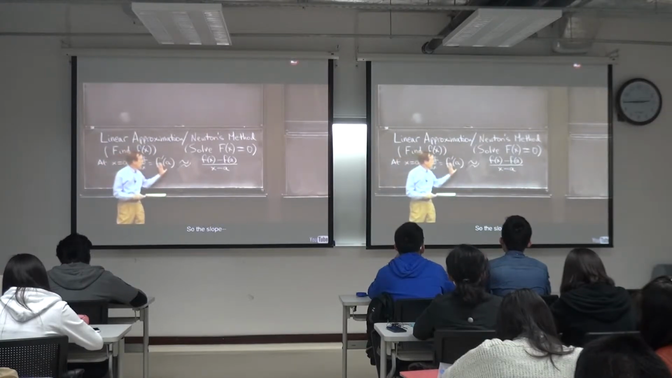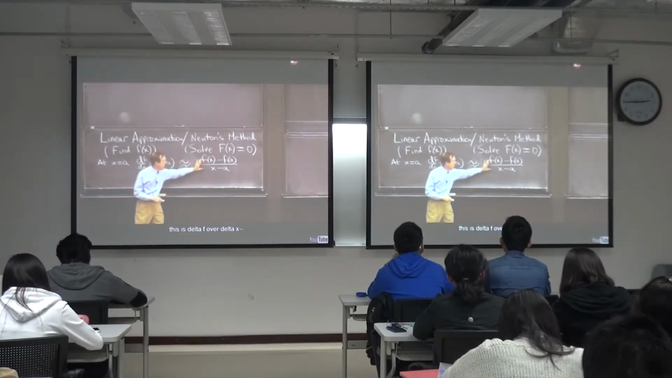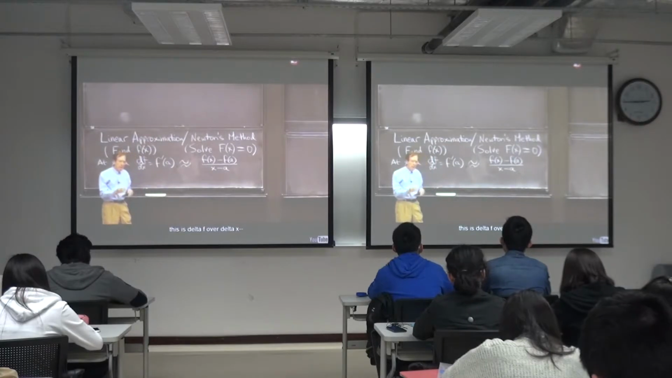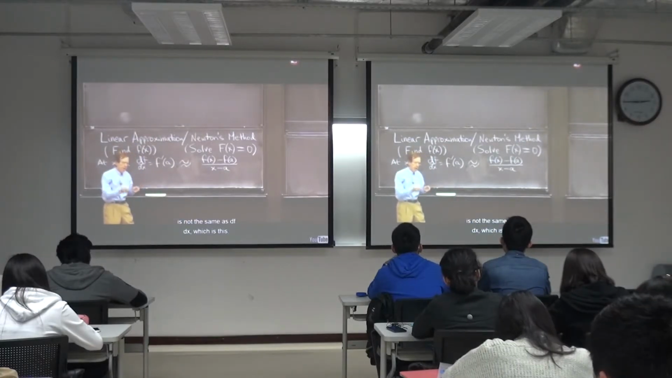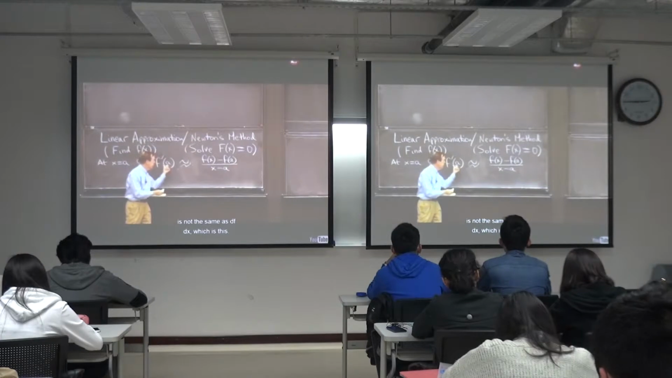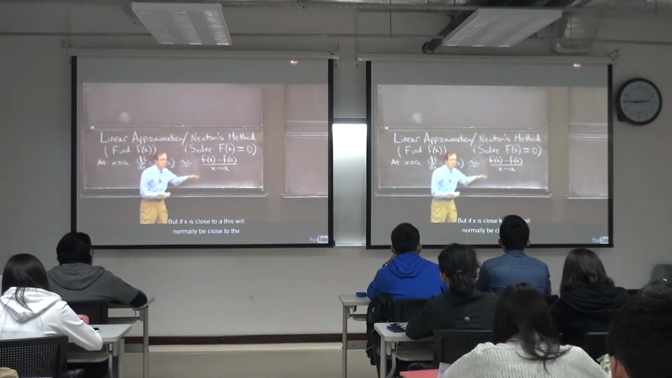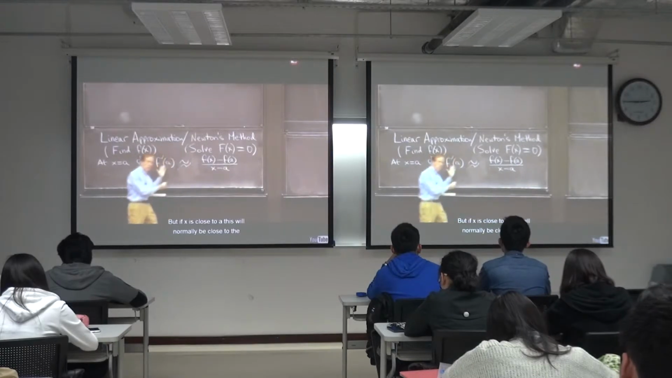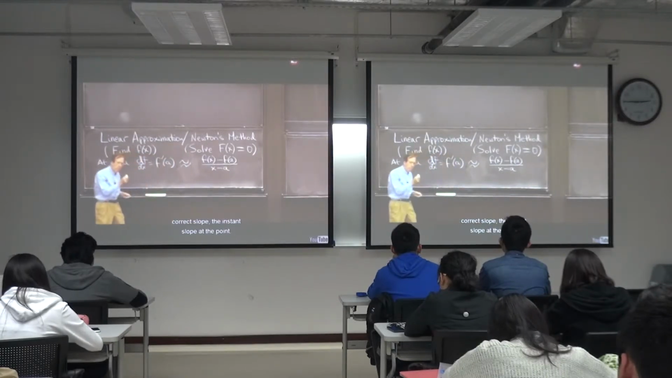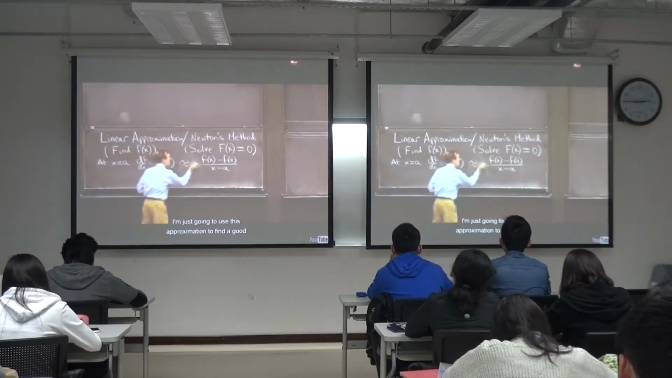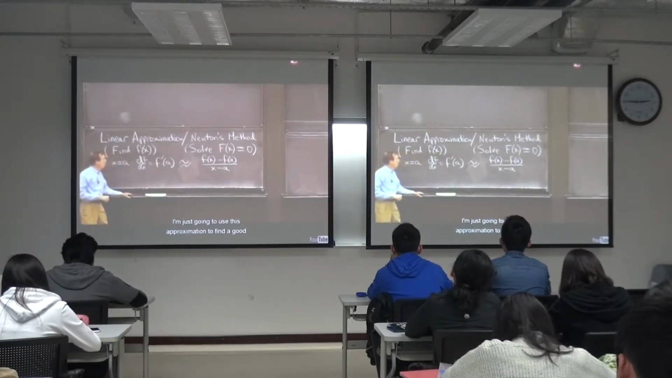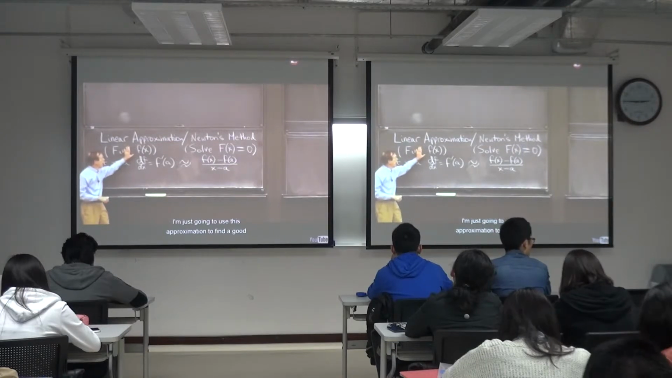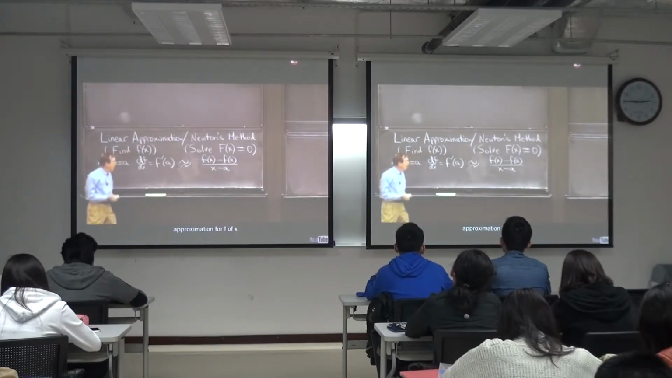So the slope, this is delta f over delta x, is not the same as df dx, which is this. But if x is close to a, this will normally be close to the correct slope, the instant slope at the point. I'm just going to use this approximation to find a good approximation for f of x.